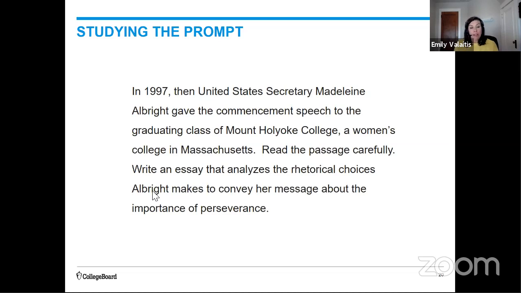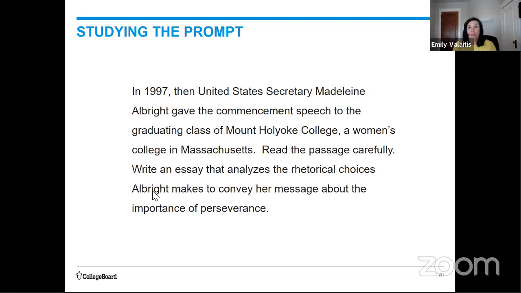The prompt we're going to be working with today says, in 1997, then United States Secretary Madeleine Albright gave the commencement speech to the graduating class of Mount Holyoke College, a women's college in Massachusetts. Read the passage carefully. Write an essay that analyzes the rhetorical choices Albright makes to convey her message about the importance of perseverance.